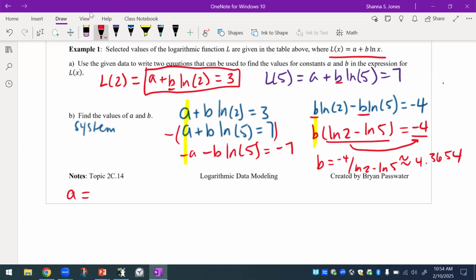A equals, and what I'm going to have to do to this whole thing? Subtract. It equals 3 minus 4.3654 natural log of 2. Because that's what I would have to do to get A by itself.